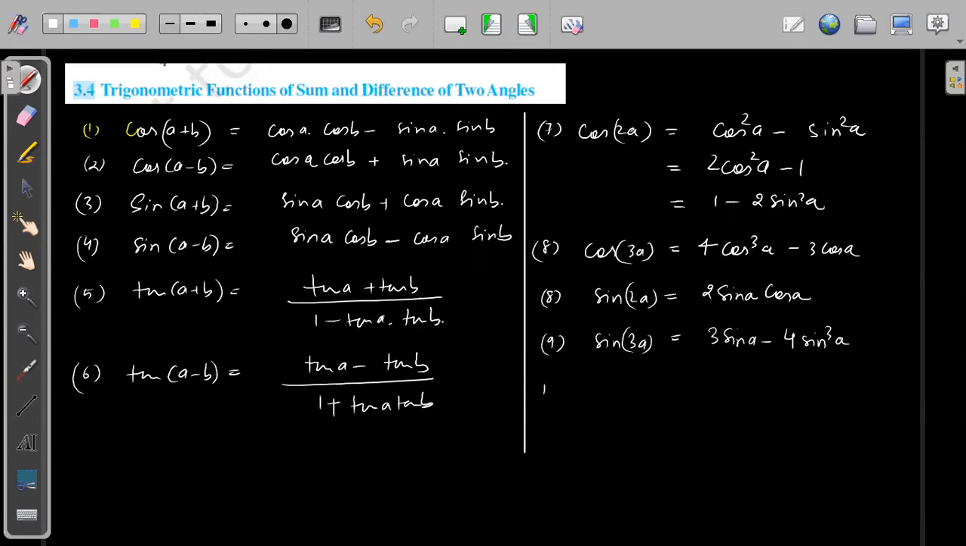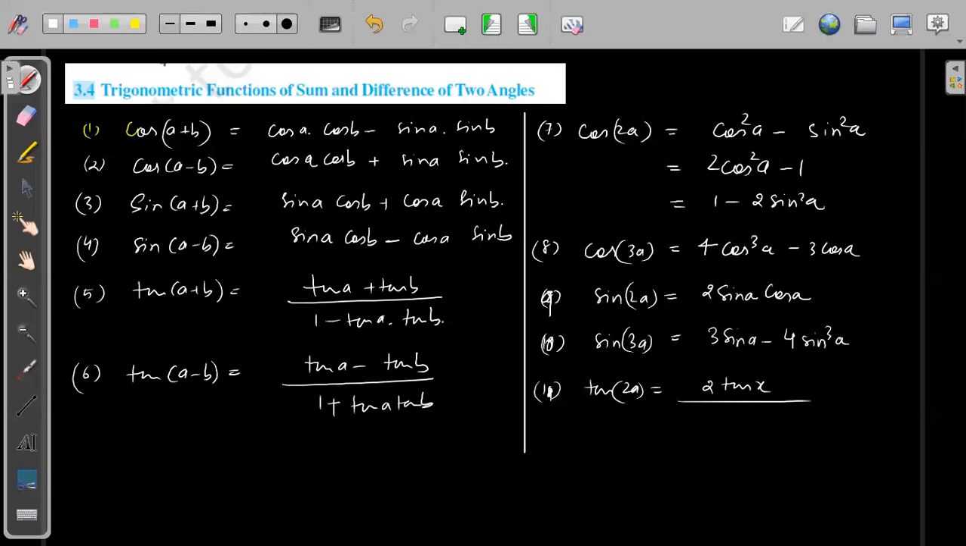Very good. 10th. What is tan of 2A? Sorry, it's difficult to type that. That is why I've said to write 8 and 9, sine of 2A, sine of 3A: 2 sine A cos A, 3 sine A minus 4 sine cube A. Have I made some mistake? 3 sine A was correct. Oh, sorry. 7, 8, 9, 10, 11. Okay, sorry. This one is 11.